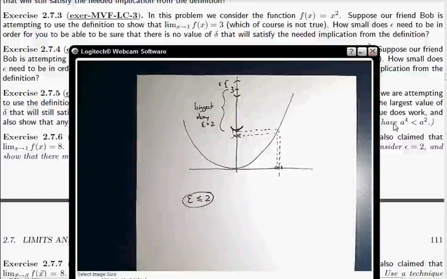What computations do you do to get that? How would you say it? Epsilon is equal to 2?